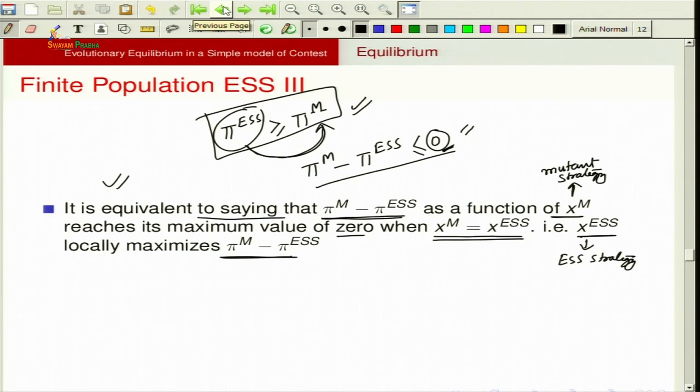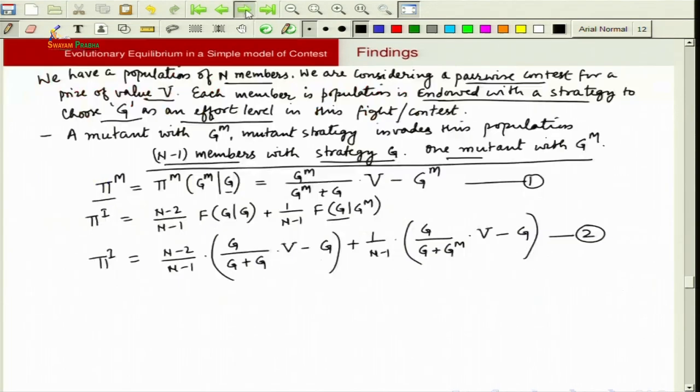Normally we say that if the payoff of the incumbent player is more than the payoff of the mutant player, then the incumbent strategy is ESS. The same thing we can say like this: X_M equal to X_ESS locally maximizes this pi_M minus pi_ESS. So, we will apply the same definition to our setting here.